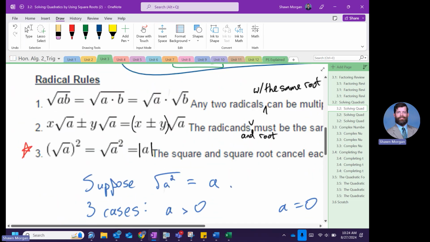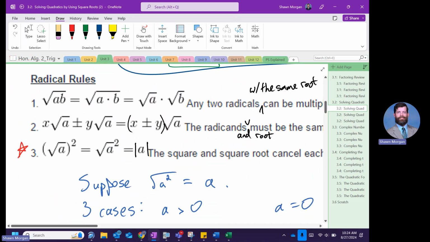Now let's move on. You guys that are watching at home, I appreciate your patience. Here are some radical rules. This is a review. We mentioned number 1 a minute ago. The radical of a product is the product of 2 radicals. You can split that up. But the root has to be the same.